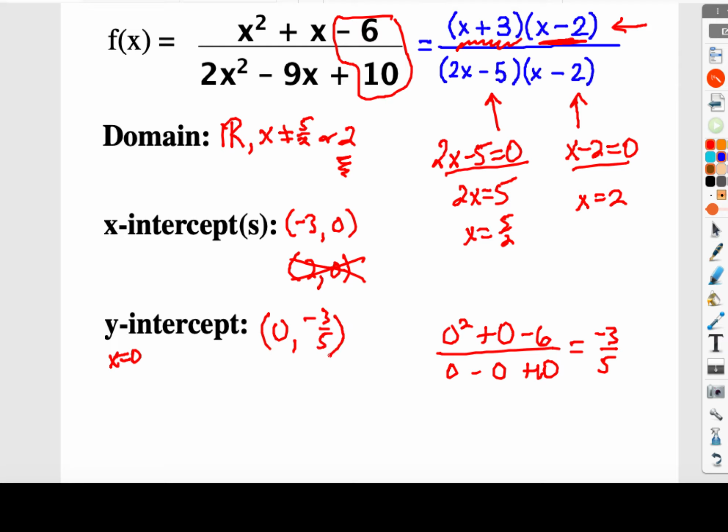So again, the big things we're looking at for the domain, we just don't want the denominator to be 0. We can't divide by 0. For the x-intercepts, it's whatever makes the top, or the numerator, equal to 0. Because again, any fraction is going to have 0 over something. Very simply. Although we do need to be careful, whatever that is can't also make the denominator 0. And then finally, the y-intercept is whenever x equals 0.